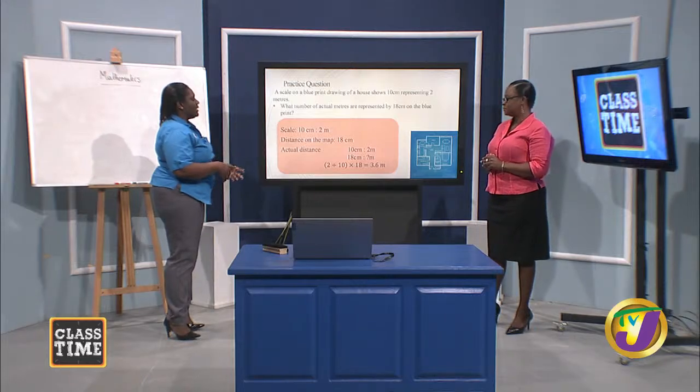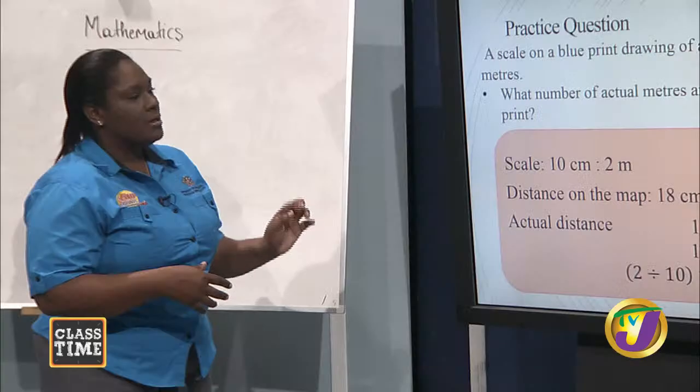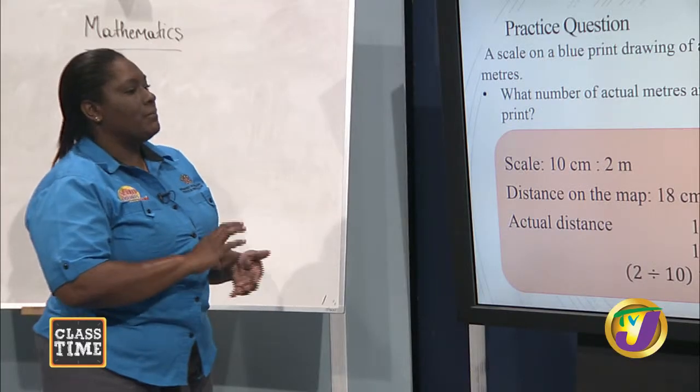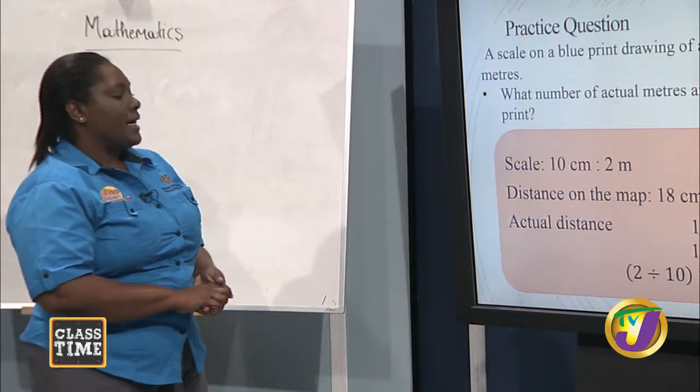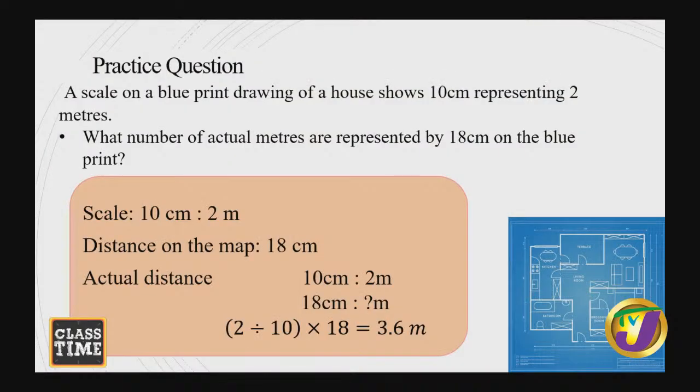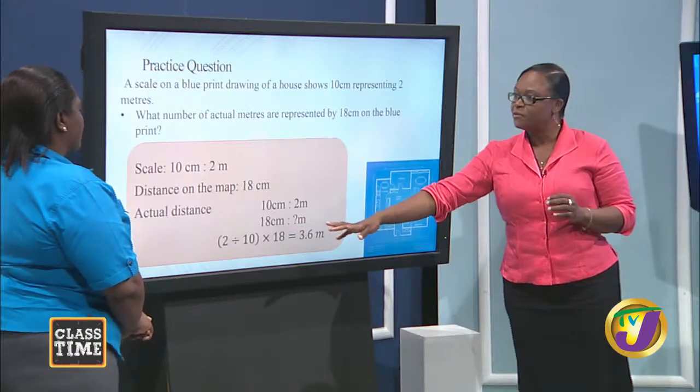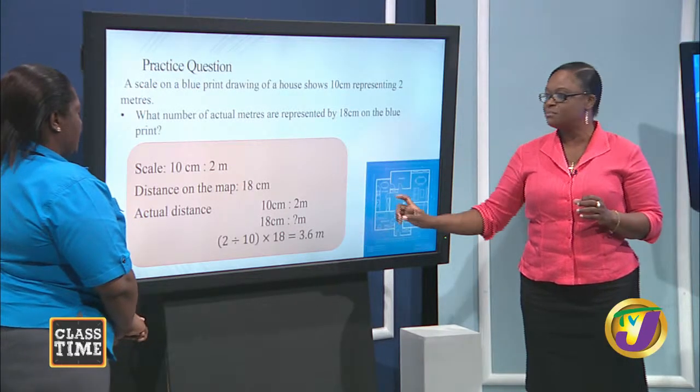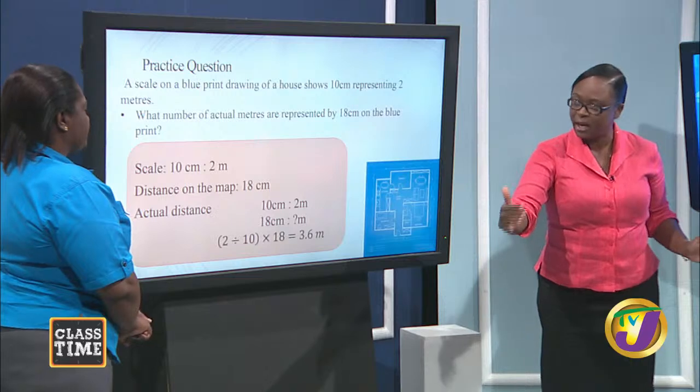That's why we divide 2 by 10, then multiply by 18. And of course, when that computation is completed, we now see that if you have 18 centimeters on the map, it means that it has a value of 3.6 meters in real distance in the real world.